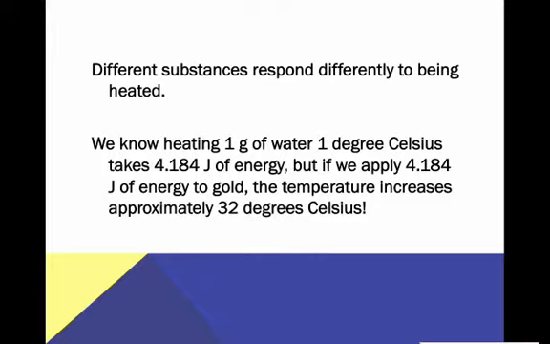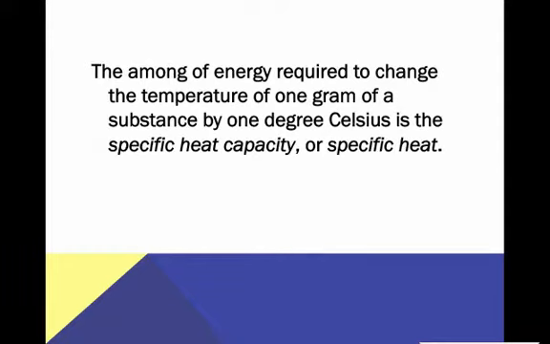We know that heating 1 gram of water 1 degree Celsius takes 4.184 joules of energy. But if we apply 4.184 joules of energy to gold, the temperature increases almost 32 degrees. So the temperature change is much greater with this metal than if we applied the same amount of energy to water. Okay, so the amount of energy required to change the temperature of 1 gram of substance by 1 degree Celsius is the specific heat capacity, or the specific heat of the substance.